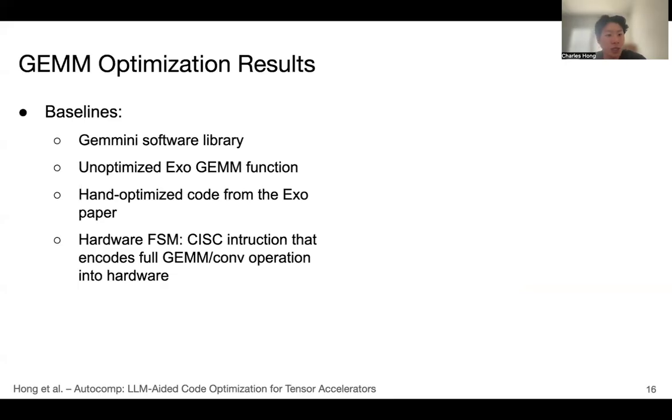So what do we compare to? Well, Gemini ships with a very generic software library. Second, we used EXO to generate a simplified implementation that did not have any kernel specific optimizations. Then there was the hand optimized code that I just mentioned, which had a ton of kernel specific optimizations and was the best known implementation on Gemini for these gem and convolution sizes. And then Gemini also ships with a hardware implementation of gem and convolution, which represents the maximum performance that we're hoping to get.